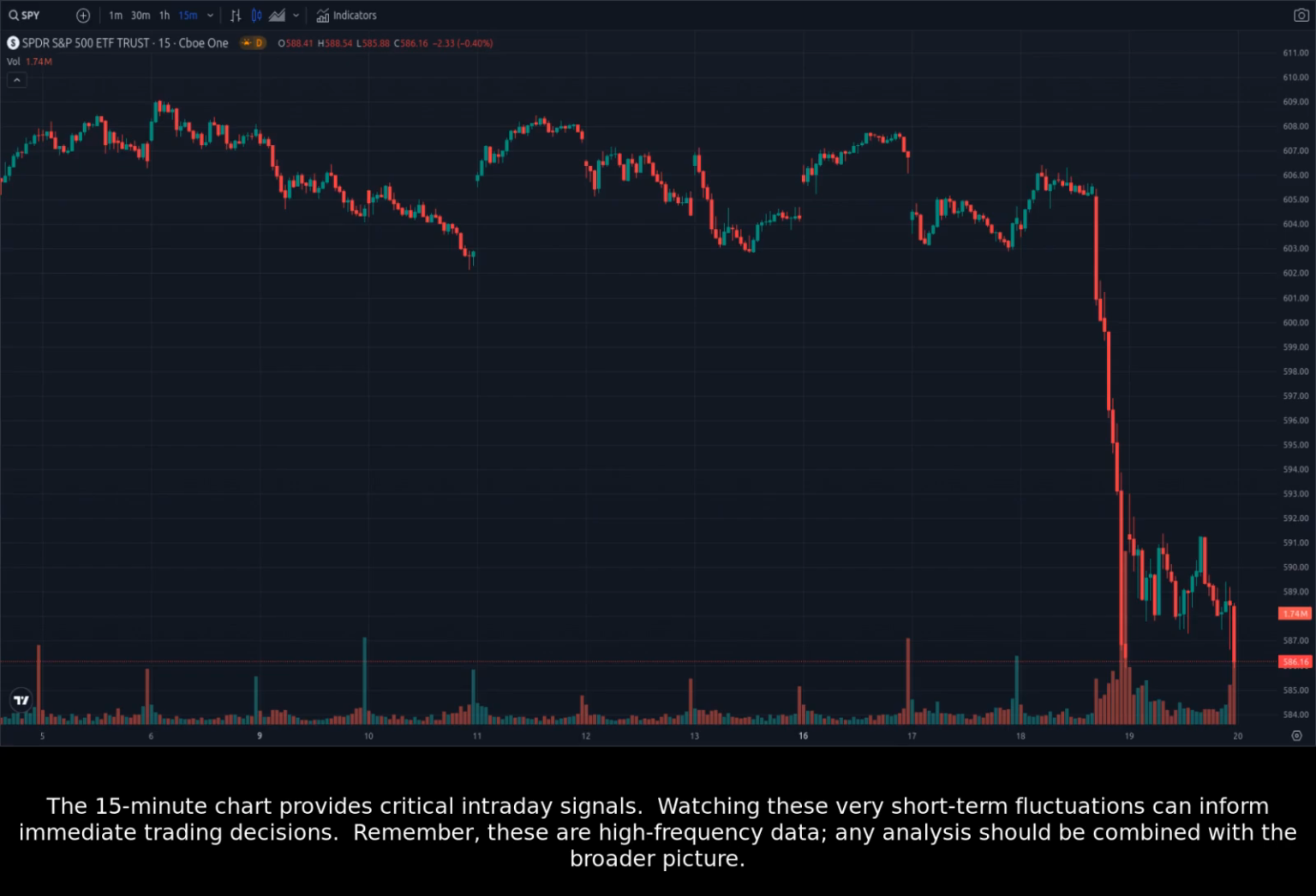The 15-minute chart provides critical intraday signals. Watching these very short-term fluctuations can inform immediate trading decisions. Remember, these are high-frequency data. Any analysis should be combined with the broader picture.